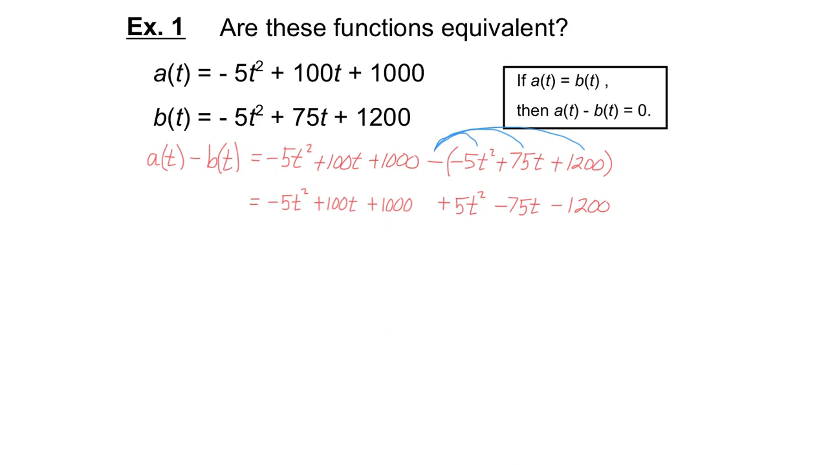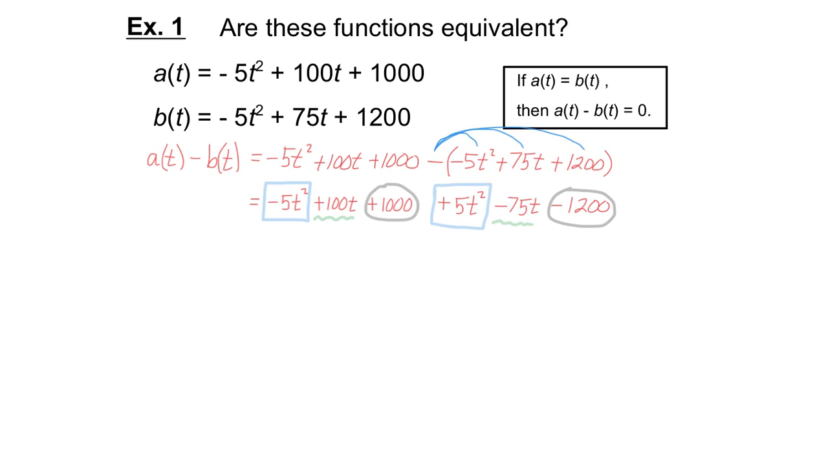Now I have to identify like terms. So just remember, like terms mean they're either both constants, like 1,000 and minus 1,200. Those are constants. There's no variable part to those. Or if there is a variable part, they have to have the same variable part. So t and t, those are like terms. t squared and t squared are like terms.